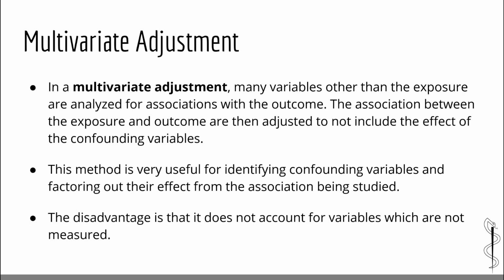The last technique for controlling for confounding is multivariate adjustment. In a multivariate adjustment, many variables other than the exposure are analyzed for associations with the outcome. The association between the exposure and outcome are then adjusted to not include the effect of the confounding variables. This method is very useful for identifying confounding variables and factoring out their effect from the association being studied. In fact, this is done very frequently.